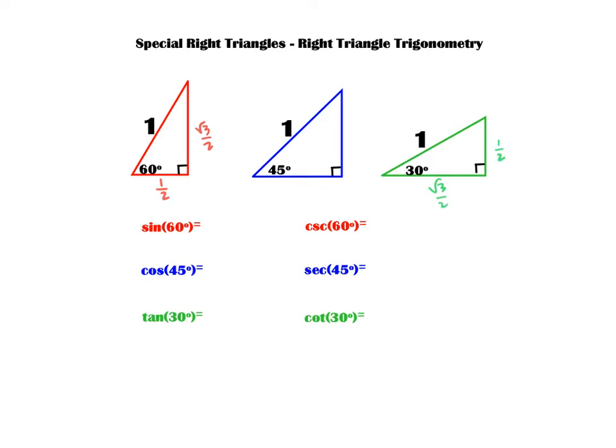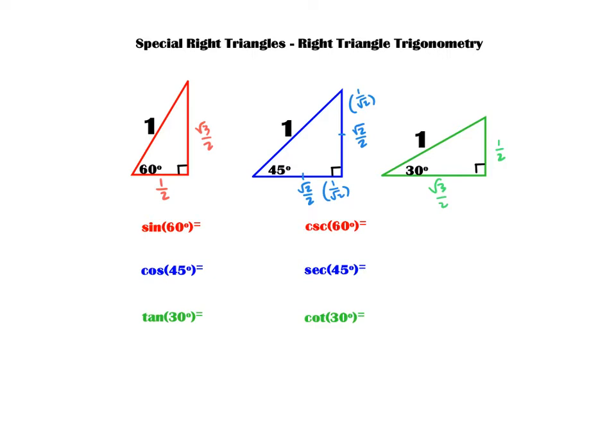With our 45, 45, 90, this is an isosceles right triangle, so both these sides are the same length. You will see either root 2 over 2, or you possibly will see 1 over root 2. Those are equivalent. 1 over root 2 is equivalent to root 2 over 2.